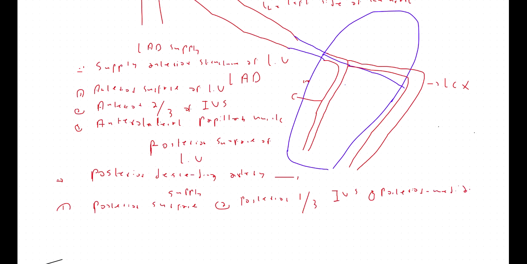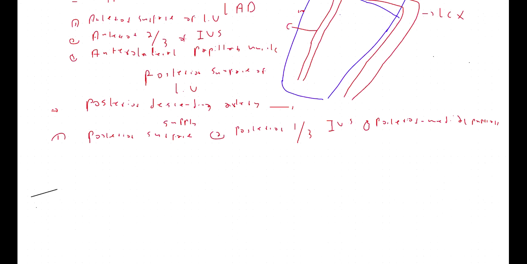Okay, so these are the areas supplied by the PDA. Now you must be thinking, PDA is a branch of what artery? On the basis of the PDA origin, the circulation in the heart is classified into three types: right dominant circulation, left dominant circulation, and codominant circulation. So we have three types of circulation within the heart depending on the origin of the PDA.